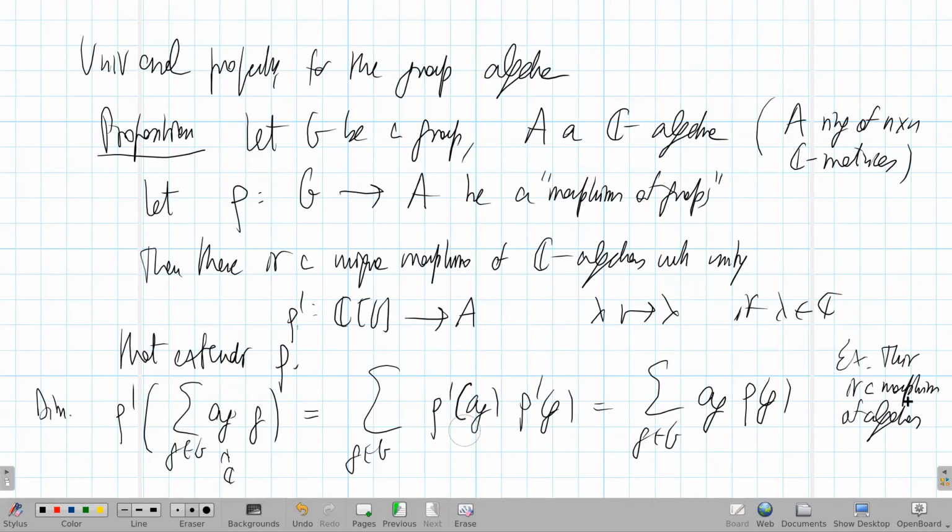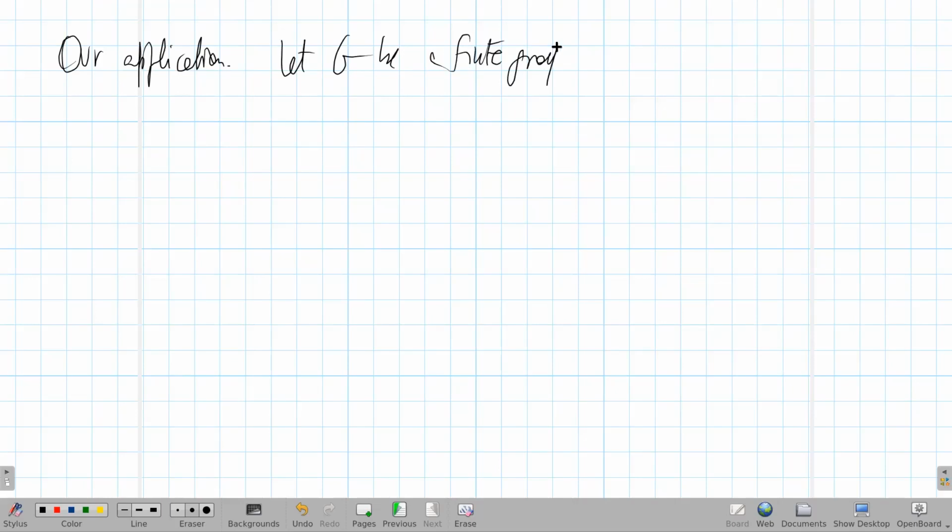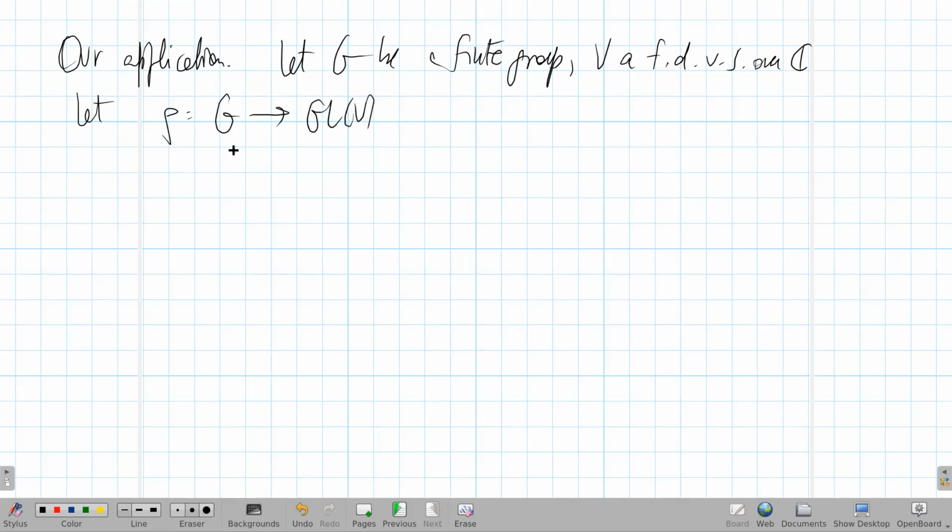Why do we want to do this? Because the situation you want to consider is the following. Our application. Let G be a finite group. Sometimes I won't even mention this because our G are always finite groups here. And V a finite dimensional vector space. Okay, I'll shorten like this: finite dimensional vector space over C, of course, because there won't be any other fields here. And let rho from G to GL(V) be a representation.